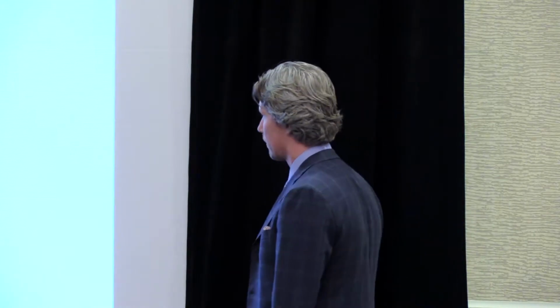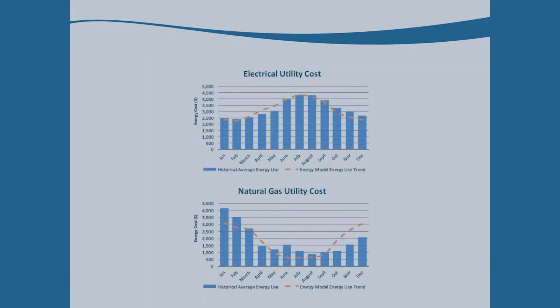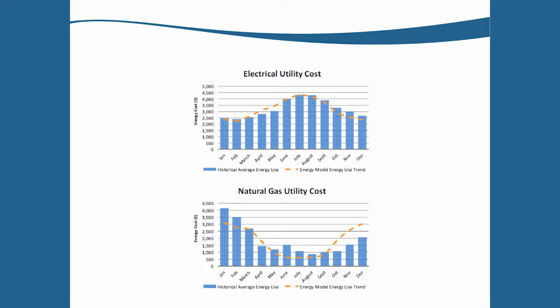Here's just total utility cost for a building. Here's one where you've got electrical and natural gas broken out. And one of the points I want to make here is that, for instance in this case, the actual magnitudes don't match up perfectly, but the trend is very much there. So I think that having the trend there is really important. Here's just another building.